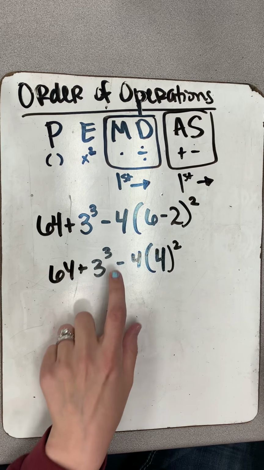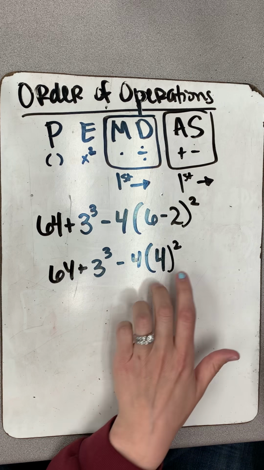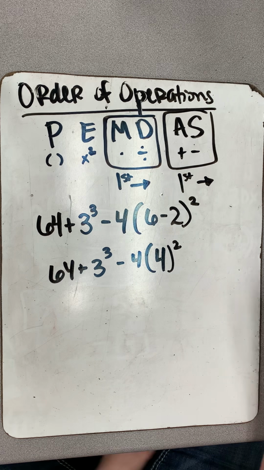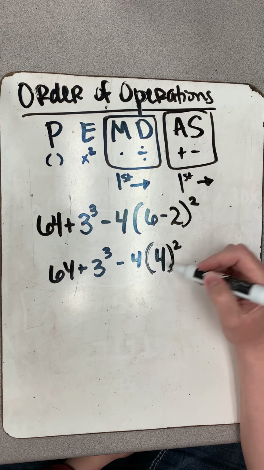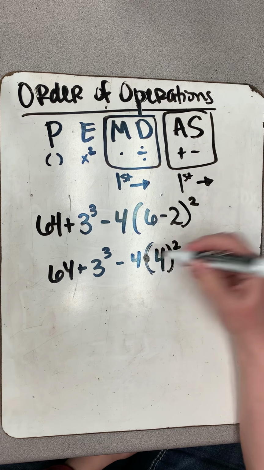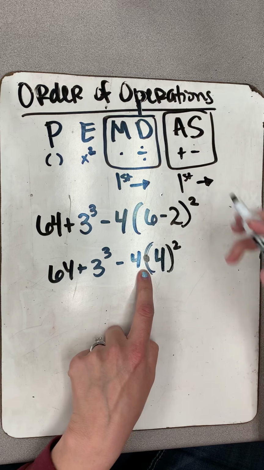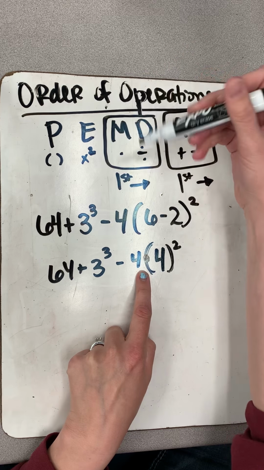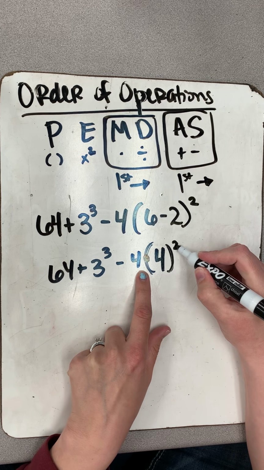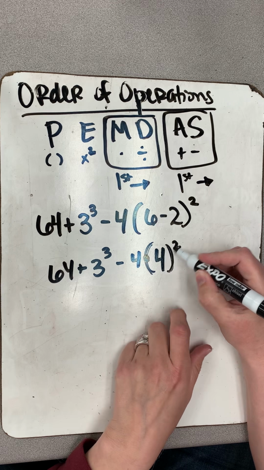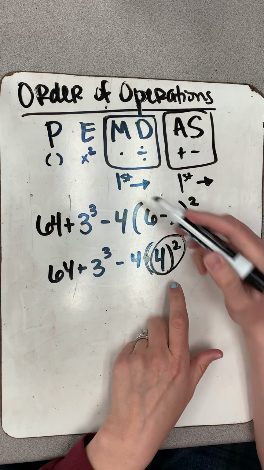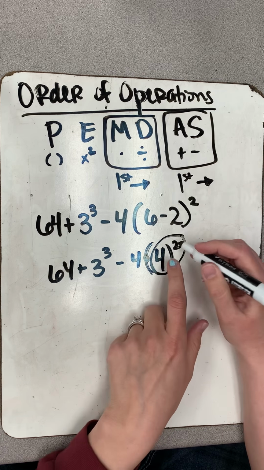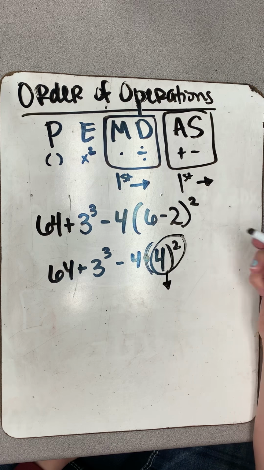64 plus 3 cubed minus 4 parentheses 4 squared. So now what you guys need to realize is this. This right here, although there are parentheses, really it's just telling you to multiply, okay? So this falls right here in multiplication. This is our exponent that is connected to only this 4. You see that? So when we do exponents, which is next, that is what we do.